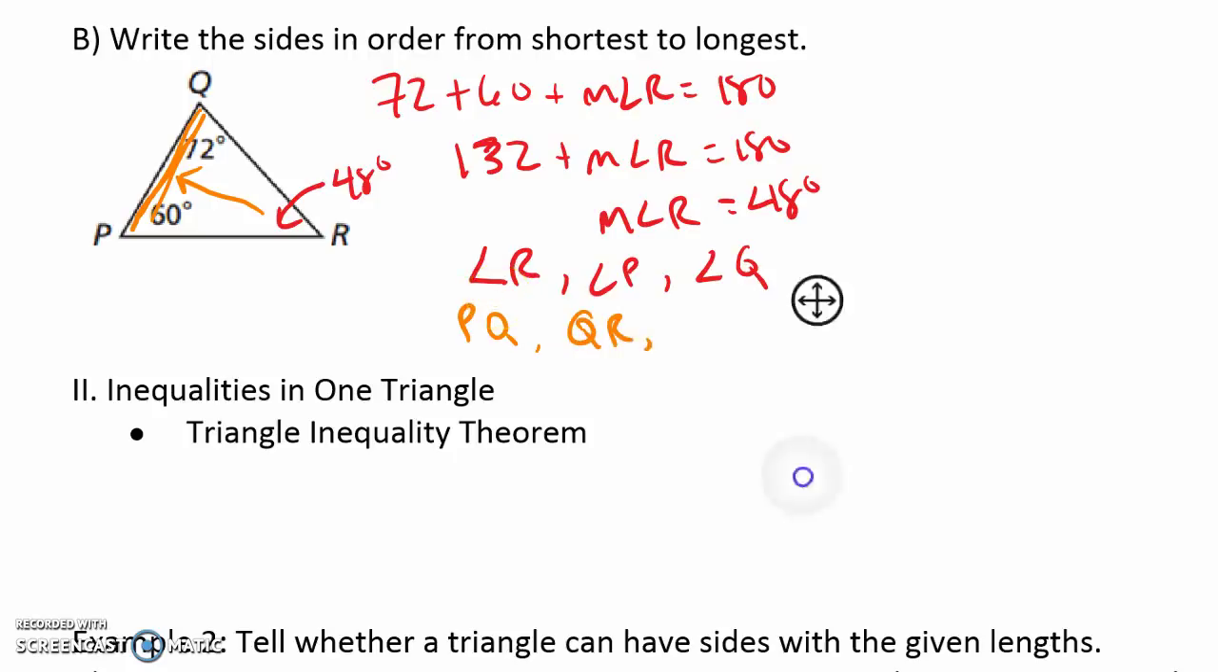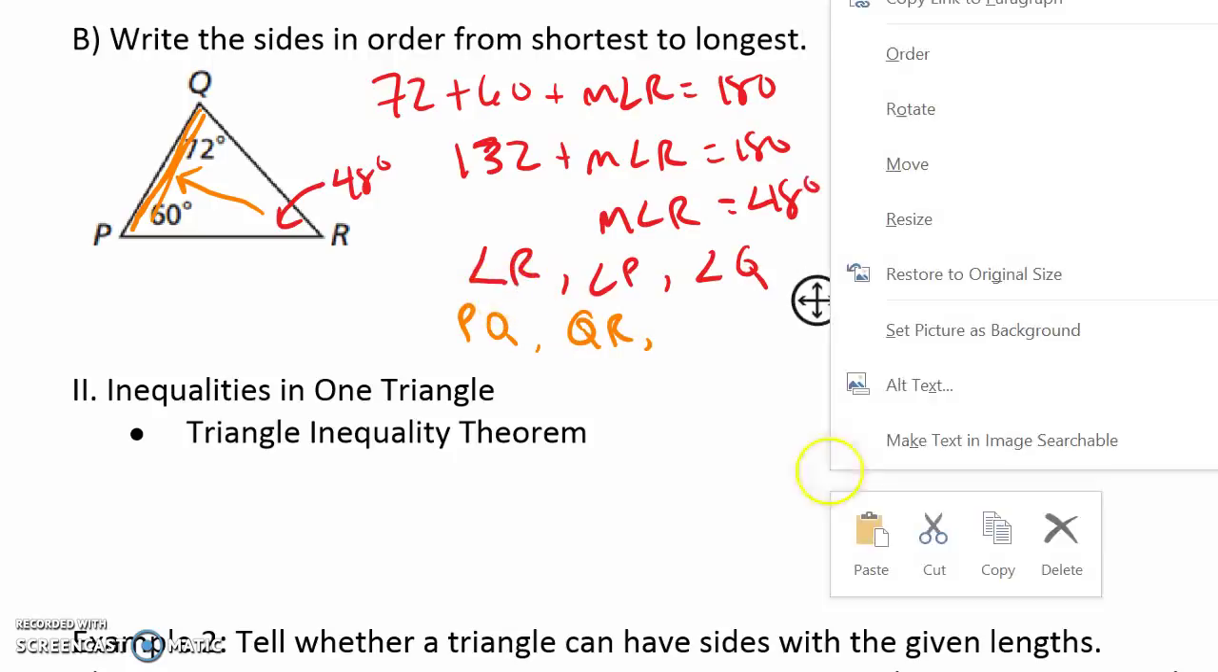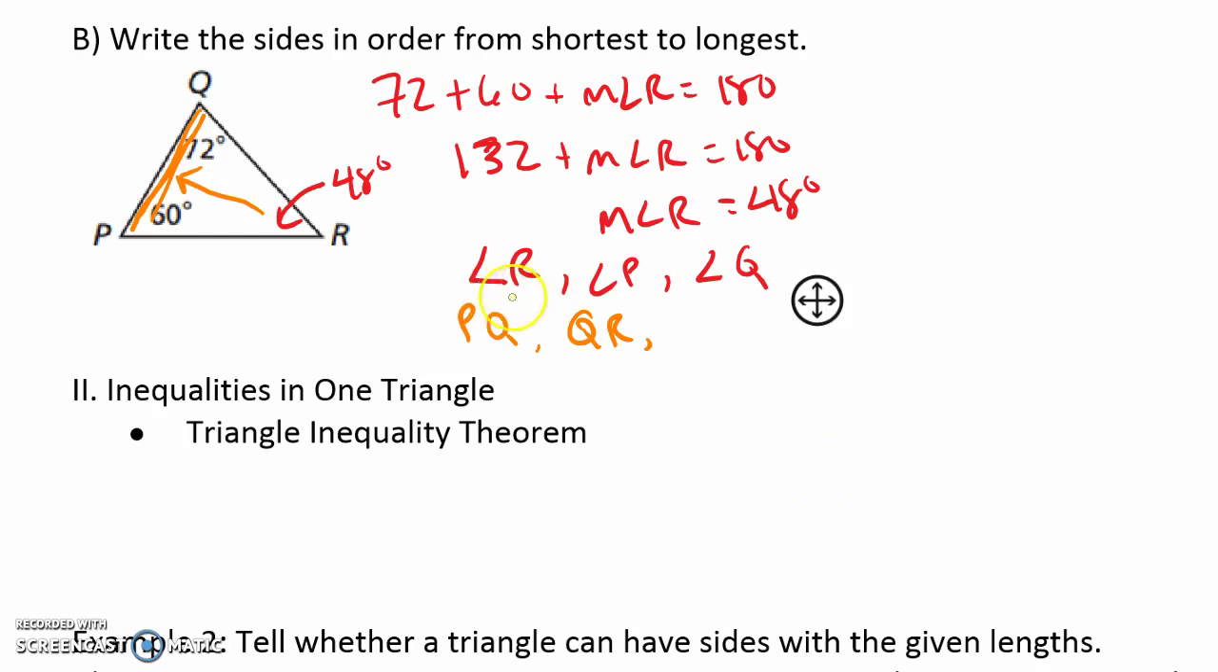Kind of touching things all over the place here. Let's back up. There you go. So angle P is across from QR, and then angle Q is across from the side PR. And there's my answer to example 1B. All right.